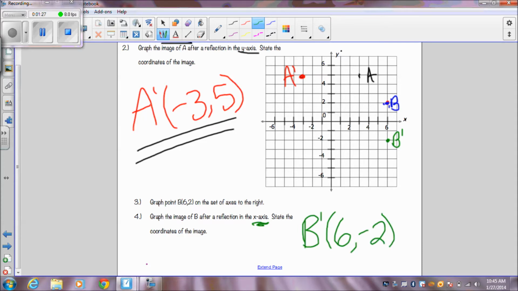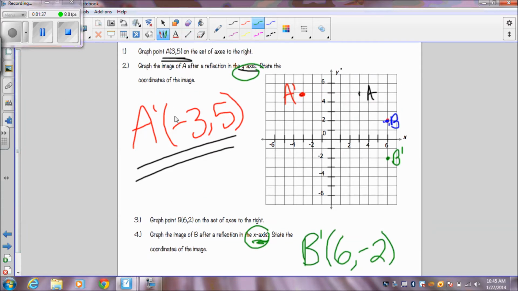Now you should notice something about the relationship between when you reflect over the x-axis and when you reflect over the y-axis when you are comparing the original coordinates to the new coordinates. Now, this is something we are going to sum up in your chart soon after we do the next example.